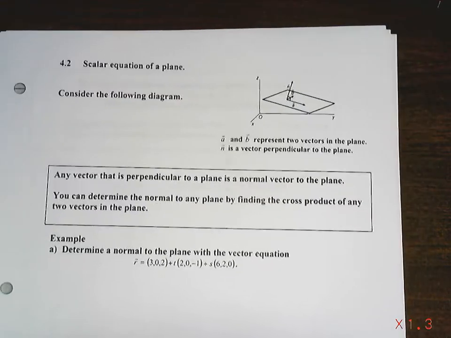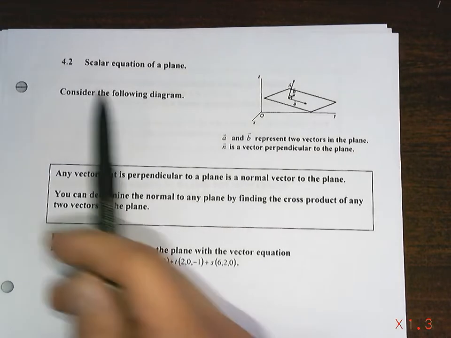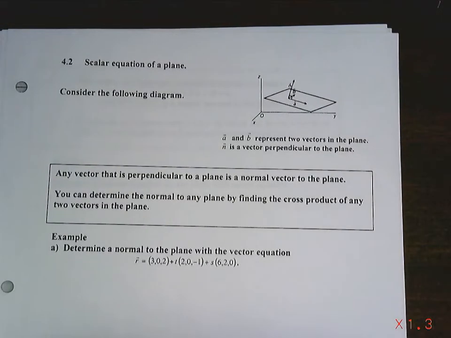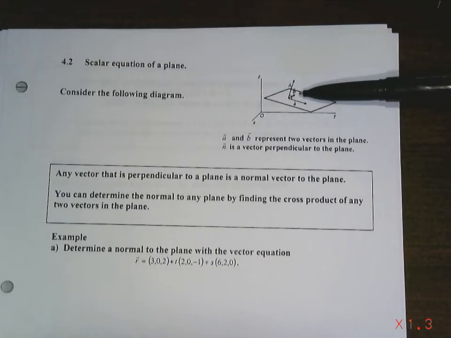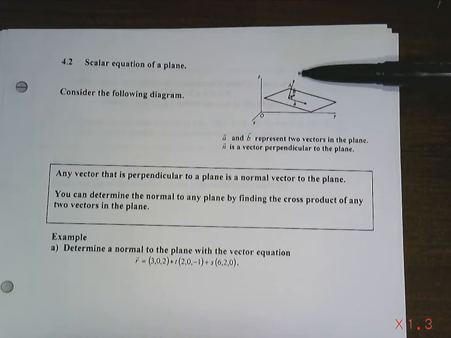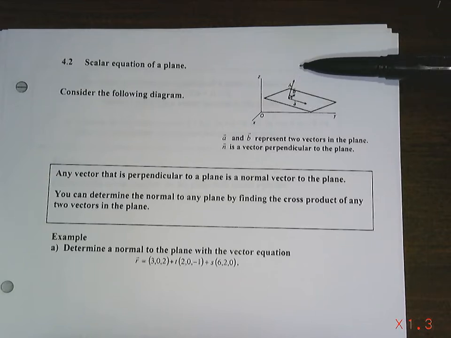Okie dokie. So, scalar equation of a plane. We've spent the last couple of times talking about vector equations of lines and vector equations of planes. Consider the following diagram. This is supposed to represent a three-dimensional shape here. So you've got your plane. You've got direction vectors that are in the plane, B and A. Okay, so they're actually in the plane. And then you've got this other vector coming up out of the plane, perpendicular to the plane.